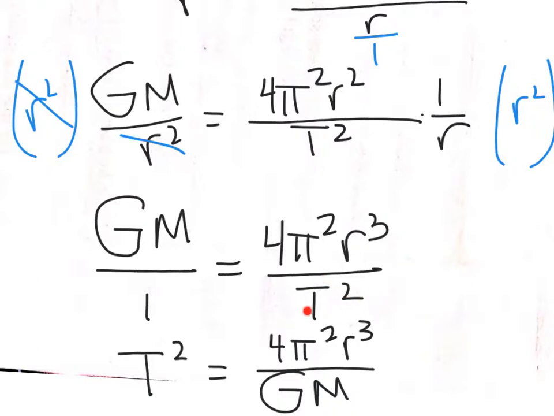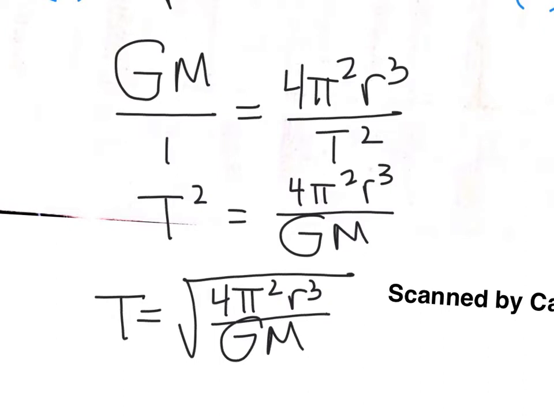And so we want this. I think that I cross-multiplied. So the t squared goes up here, and then we would divide by the big G, big M, like this, and then take the square root. And voila. So this is a good thing to know, or a good thing to be able to figure out. This is how the orbital period depends on how far away the satellite is from the planet or whatever it's orbiting that has that big mass.